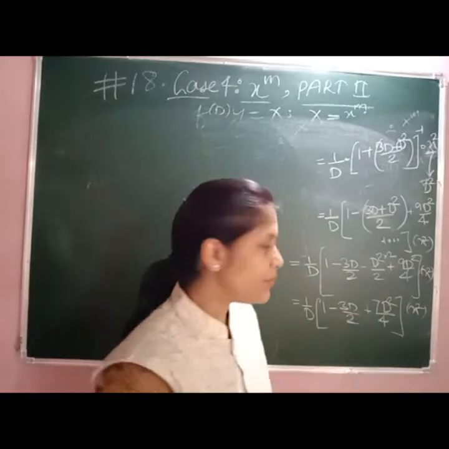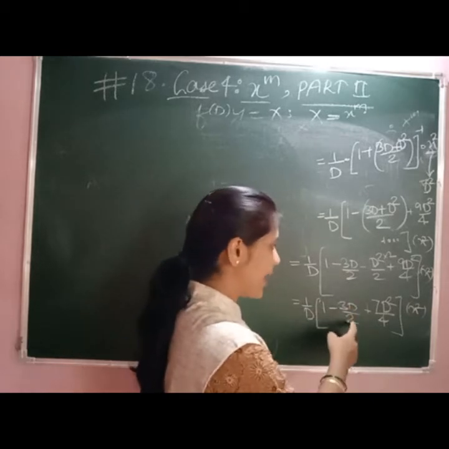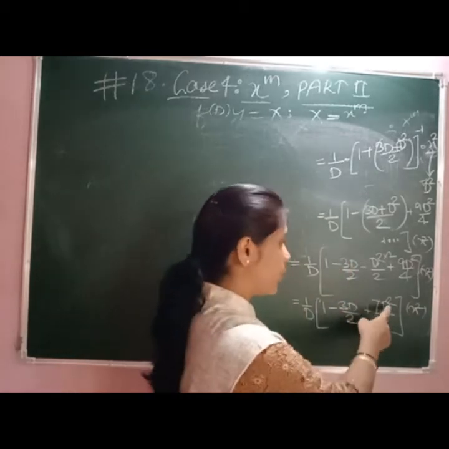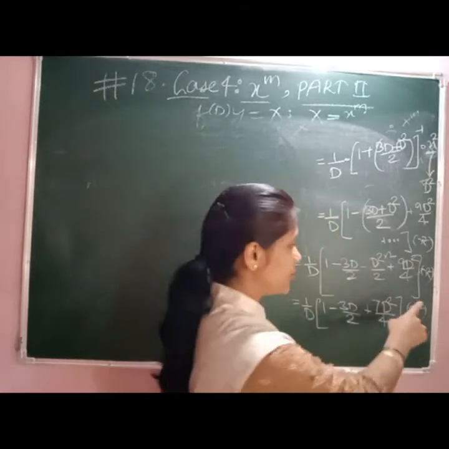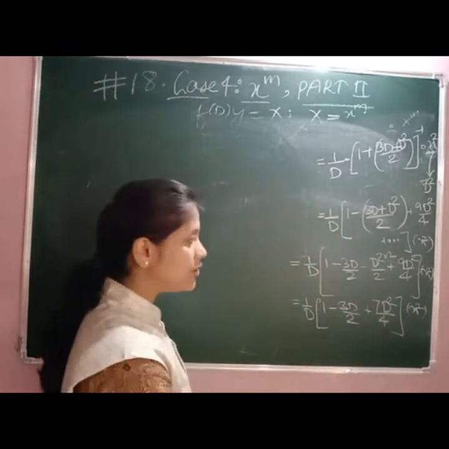So now let us simplify this. 1 into x square is x square. What is the meaning of this? Minus 3 by 2 differentiation of x square plus 7 by 4, 2 times differentiation of x square. Right? So what is the differentiation of x square?